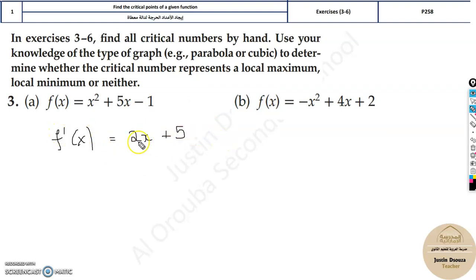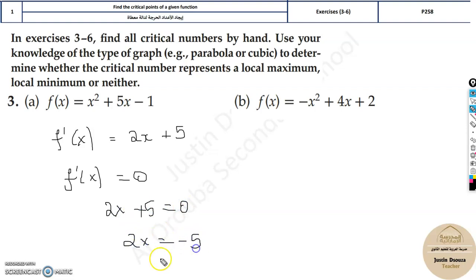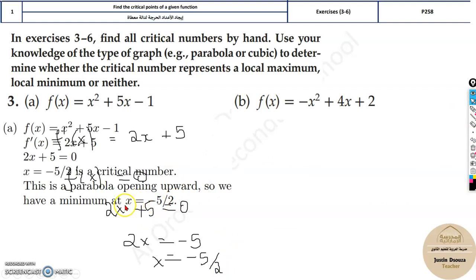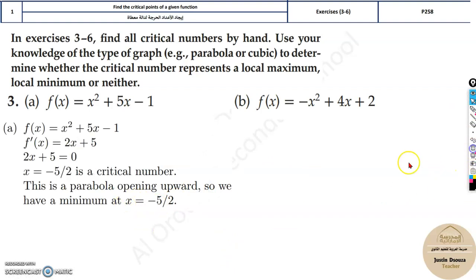Now what you need to do is equate this f dash of x equal to 0. That means 2x plus 5 equals 0, and the answer would be 2x equals minus 5, x equals negative 5 by 2, or negative 2.5. So this is the answer over here. So that is the critical number, but they have also asked a few other things over here.